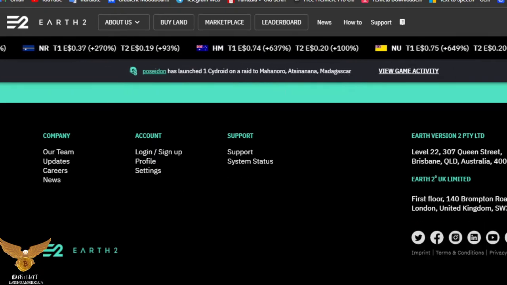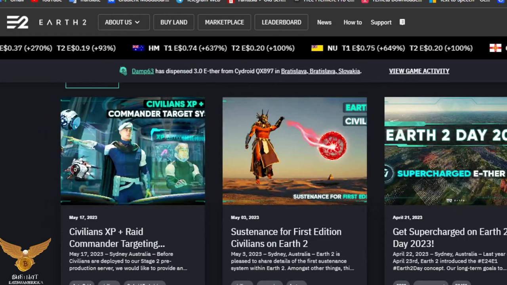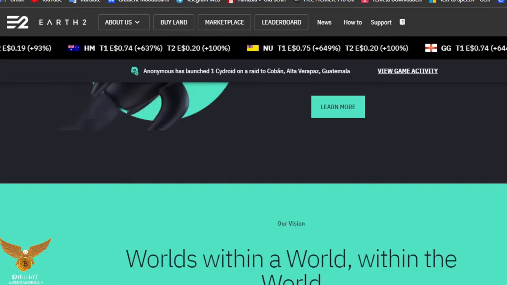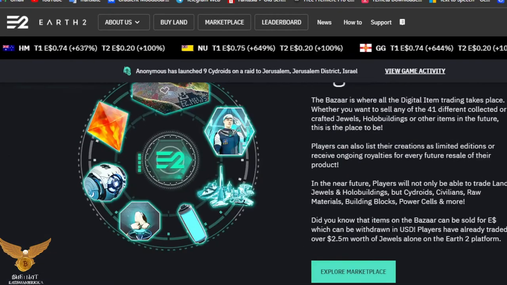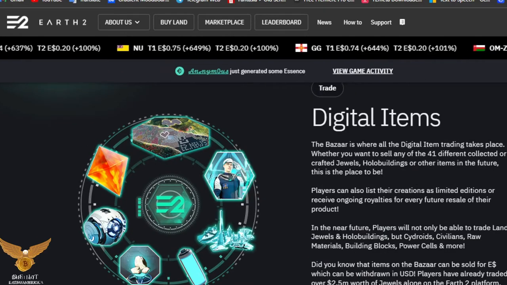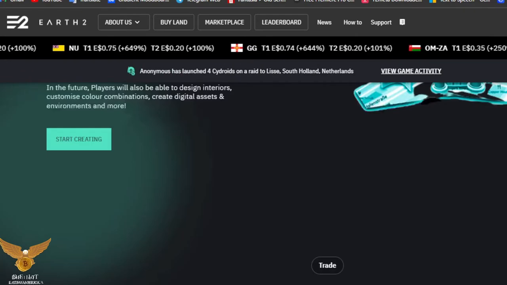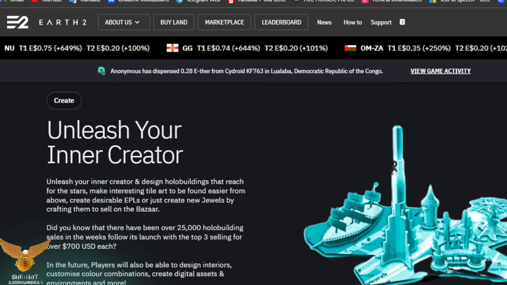The currency used in EARTH2 is called Earth Token and is used to buy and sell digital land parcels, as well as to perform transactions within the platform. The value of land parcels can fluctuate based on demand and user activity on the platform.